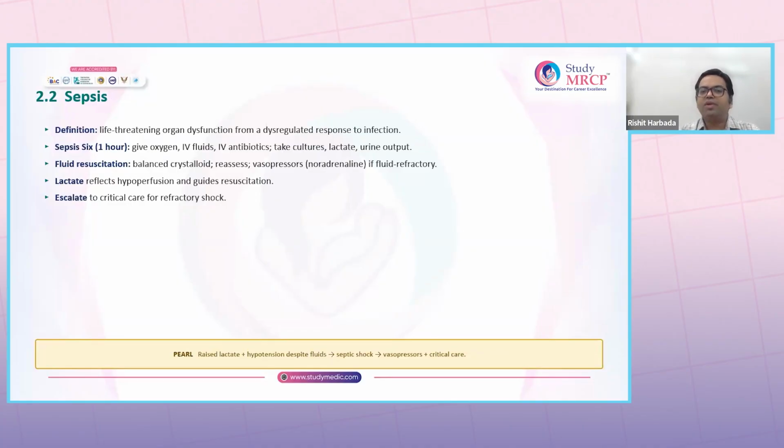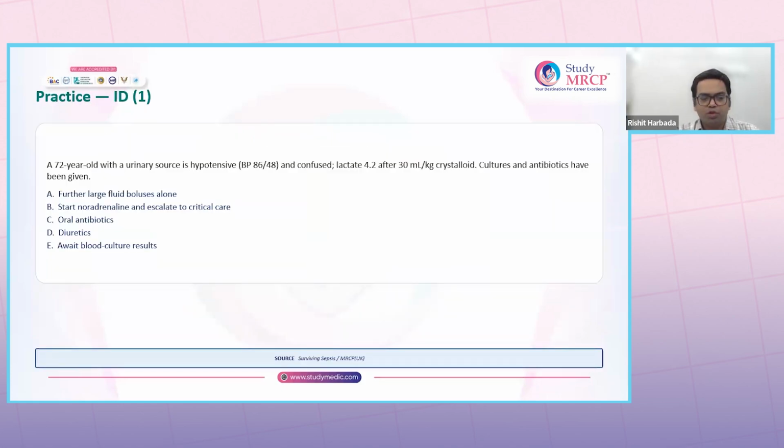Fluid resuscitation with crystalloids, preferably normal saline or Ringer's lactate or Plasma-Lyte. Reassess, and if still hypotensive, give vasopressors. Vasopressors are used when the patient is fluid refractory. Lactate reflects hypoperfusion and drives resuscitation. Escalate to critical care for refractory shock, which is very, very important. The aim is to maintain a blood pressure of more than 65.